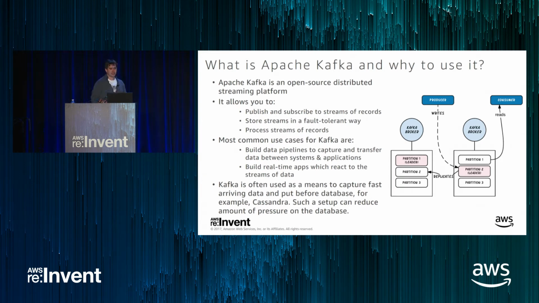So what's Apache Kafka and why use it? Apache Kafka is an open source distributed streaming platform. It allows you to publish and subscribe to streams of records, store these streams in a fault-tolerant way, and process them. The most common use cases are either to build data pipelines to capture data and transfer data between systems and applications, like a queue style, or to build real-time applications which react to the streams of data. Kafka is often put before the actual database to reduce the amount of load put on the database.